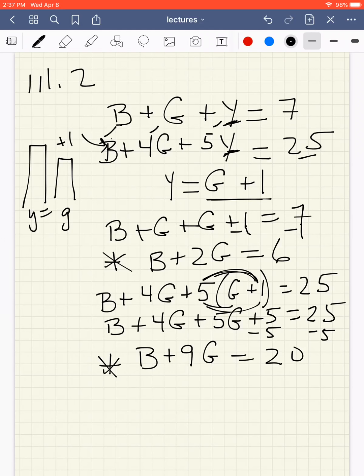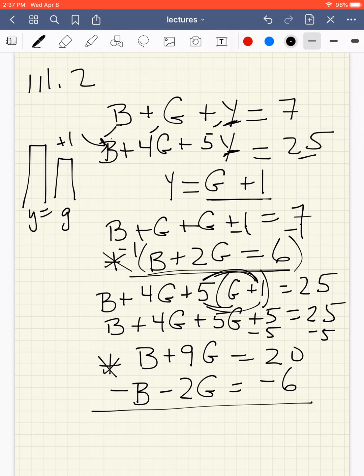Well, I have a B and I have a B. So if I just simply multiply one of them by a -1, then the B's will cancel out. Don't forget to multiply that negative all the way across here, not just times the B. So that cancels, and I get 7G is equal to 14. Divide both sides by 7. G is equal to 2.